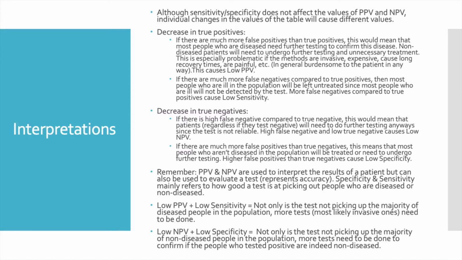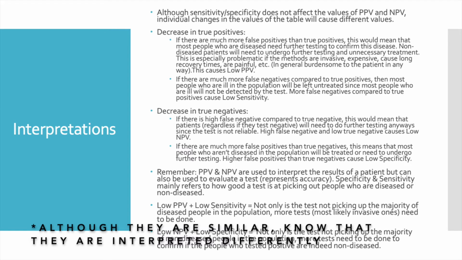You have to remember that PPV and NPV are used to interpret the results of a patient, but can also be used to evaluate a test. Specificity and sensitivity mainly refer to how good a test is at picking out people who are diseased or non-diseased, not used to interpret results of a patient. Below, there are two more bullet points where I explain how low PPV is similar to low sensitivity and low NPV is quite similar to low specificity.